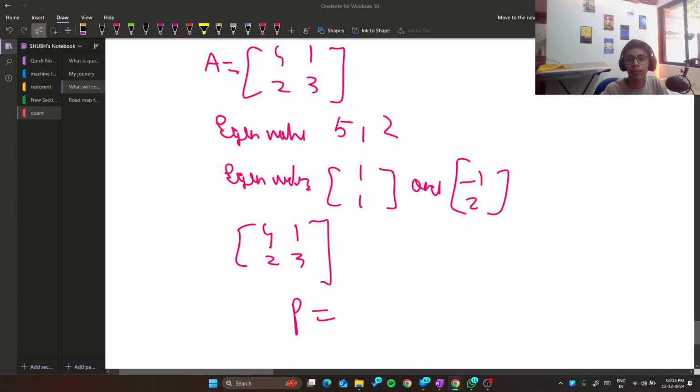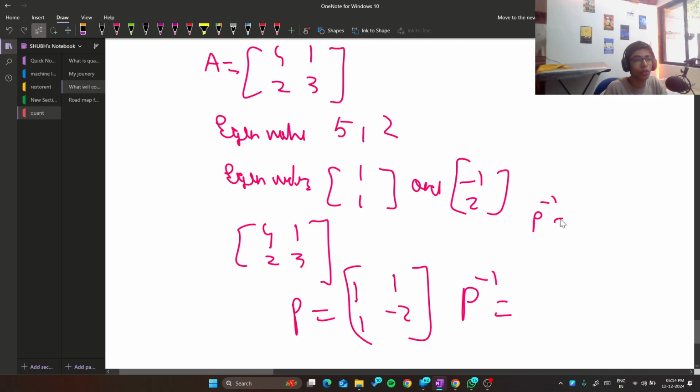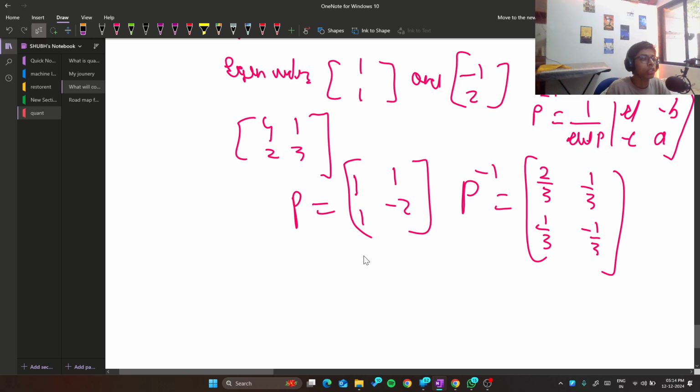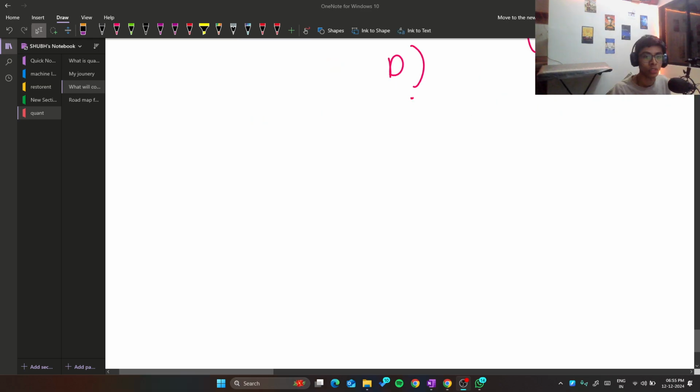Our P matrix is 1 1 1 -2, right, and our P inverse matrix will be, by the inverse formula, 1 upon determinant of P times D, minus C, minus B, and A. By this formula the answer is P inverse equals 2/3, 1/3, 1/3, and -1/3. If we put all these values in the formula, we can find our diagonal matrix. Okay, so let's move to the next topic.